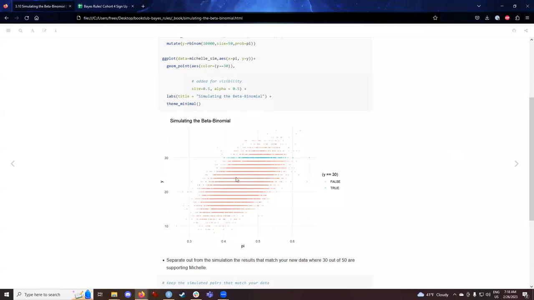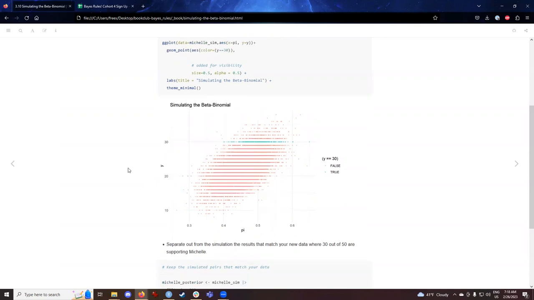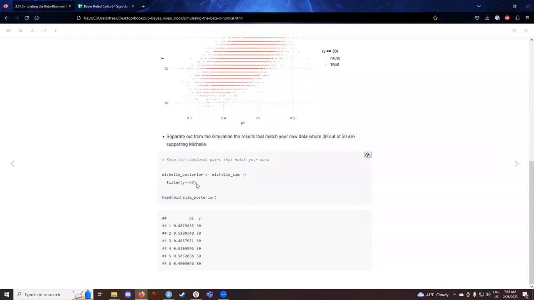So we have, again, 10,000 simulations into this plot here. If we focus on the ones where it lines up with the new information, where 60% of people would support this candidate, so 30 out of 50 on the y-axis, using a little bit of dplyr there, we see that amongst those results, if we get a quick sample, again, the proportions are somewhere between 0.4 and 0.6.